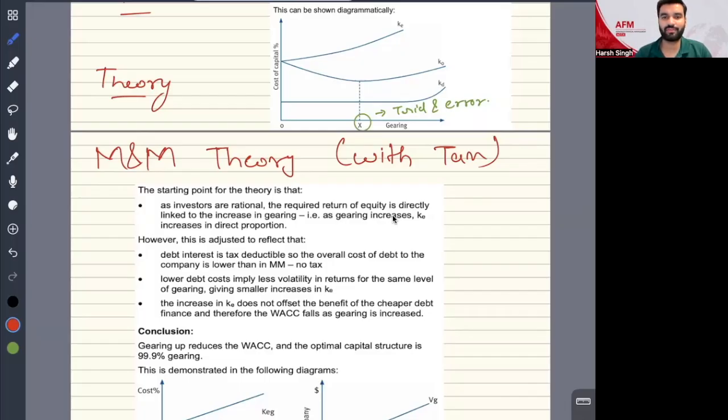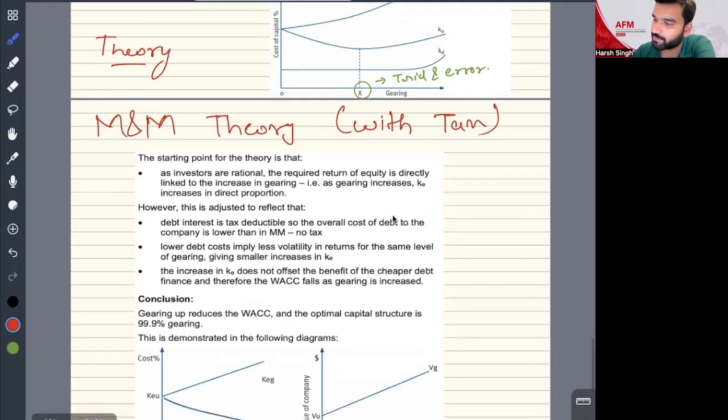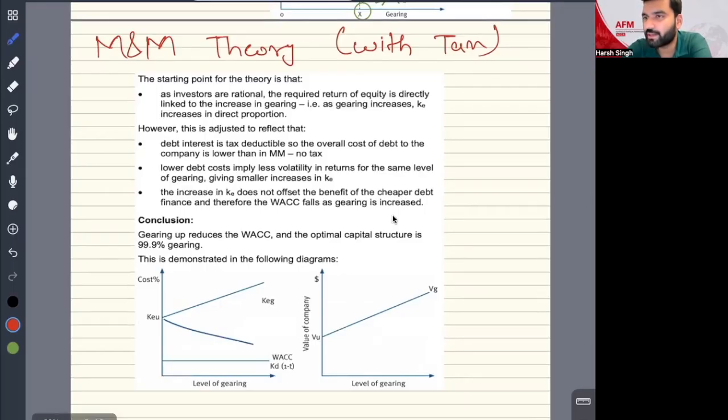It was an absolute bogus theory, but at that time it would have been good; for the time being, it is not at all of use for us. So we'll focus more on the with tax theory. According to them, if an investor is rational, right, we have rational investors, then no matter how much debt you induce, the cost of capital will always keep on falling. This is the theory given by them.